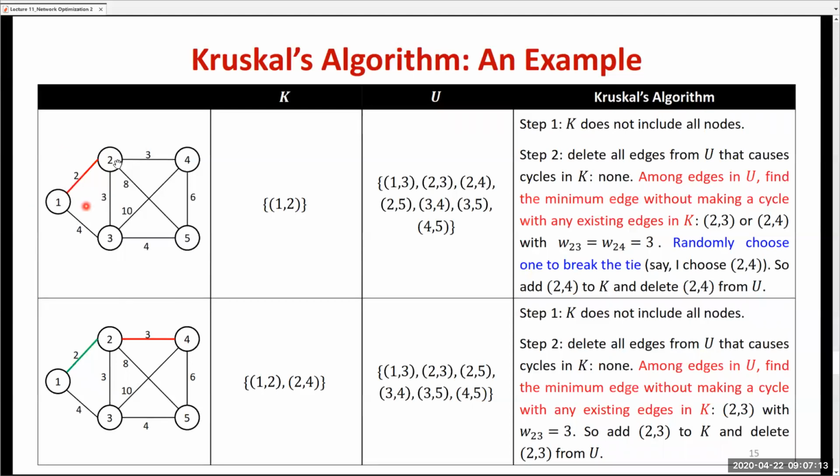Does K already include everything? I mean, every node here? No. Okay, then among all edges in U, I'm going to delete the edge that is going to cause a cycle with existing edges in K. Clearly, it's impossible because, for example, if I need a cycle with 1, 2, I need to have 1, 2, 2, 3, and 1, 3, right? But by adding one edge, it's impossible that you can already have a cycle here. So we're not going to delete anything.